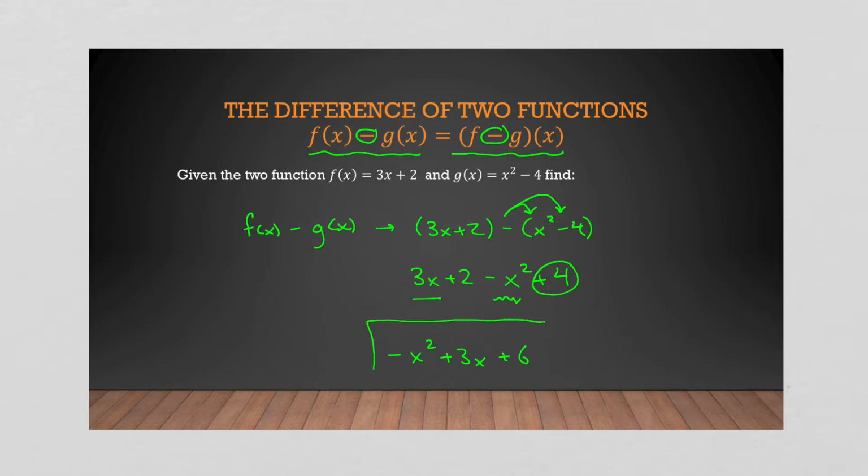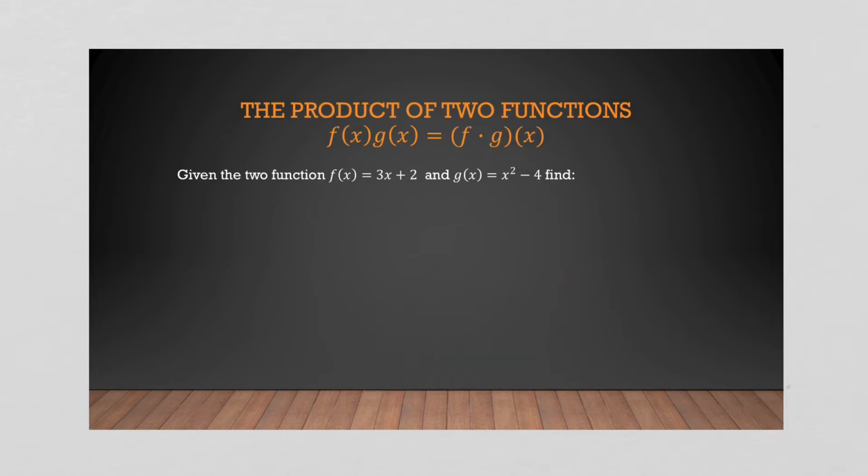So again, you combine them to get a new function. It's just slightly different because we have subtracted them. That is why brackets are super important, though. Don't forget your brackets. So next operator, product. That means multiplication. So here I have f of x times g of x, which can be written like that.